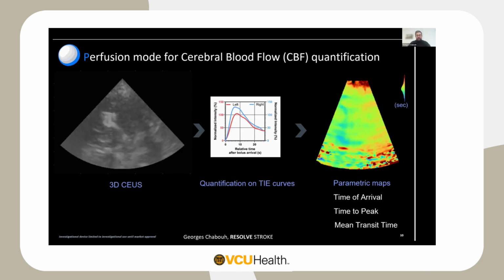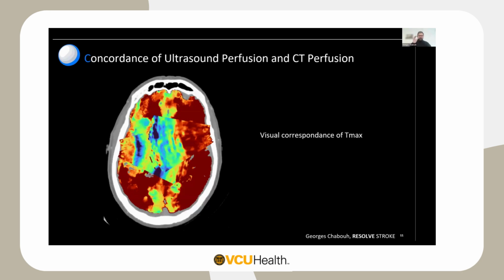So all in all, you can get cerebral blood flow quantification bedside with this technology. We're actually seeing a concordance of our ultrasound perfusion with the CT perfusion. So you can see here clearly how both sides, the ultrasound acquisition, correspond visually to the Tmax that we could get from raw data CT scans, CT perfusion.